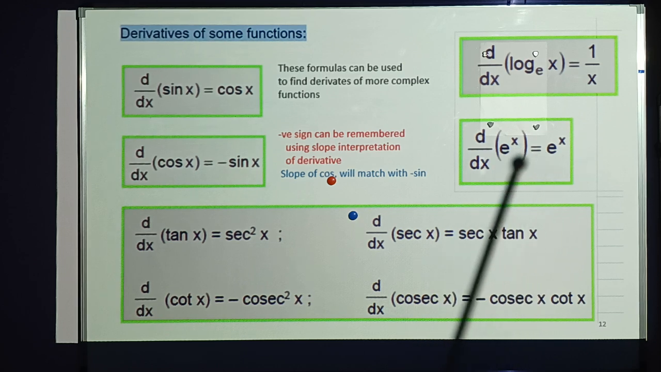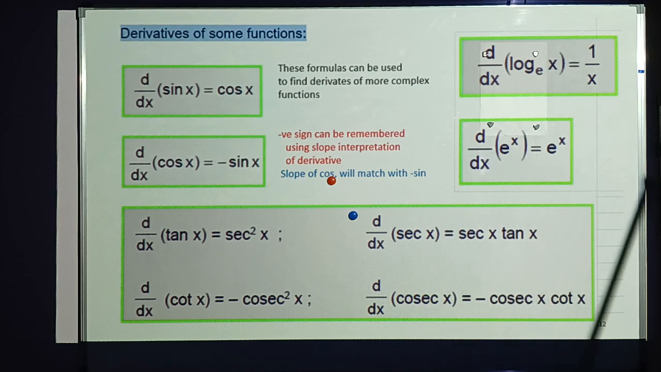The function which does not change when the derivative is taken is a unique function, e raised to the power x, the exponential function. Even these two can be derived from first principles. The derivative of tan x is secant square. This can be derived from the u by v rule. Tan can be written as sine by cos.